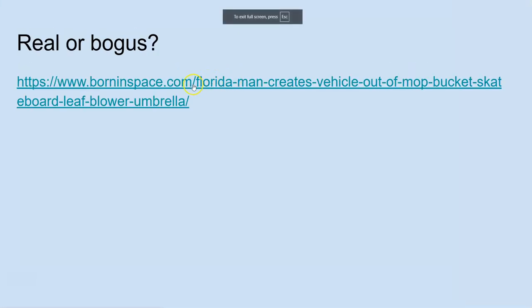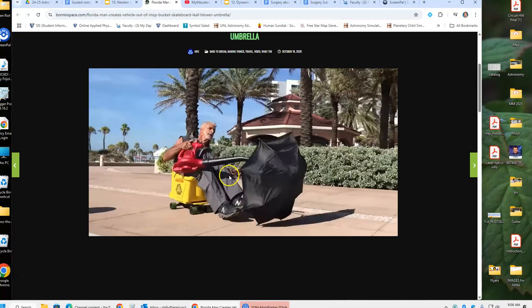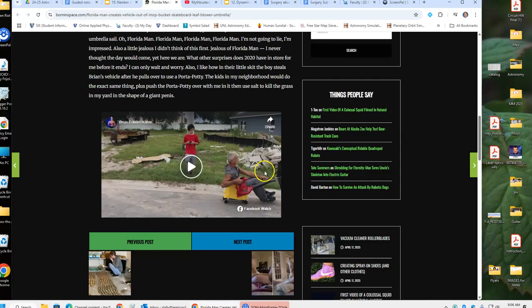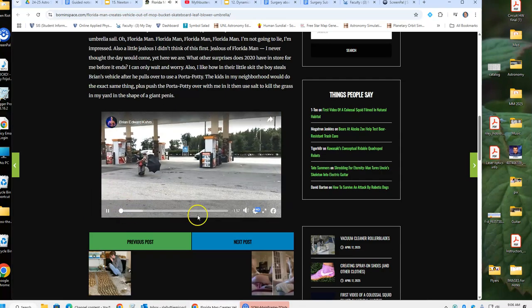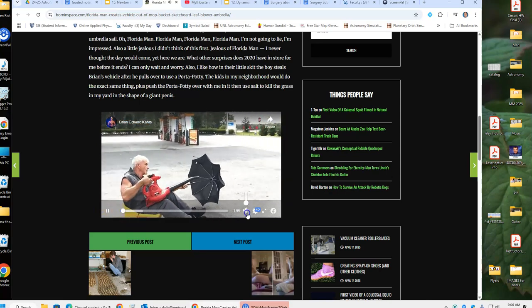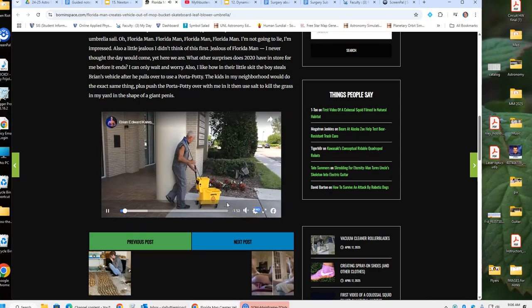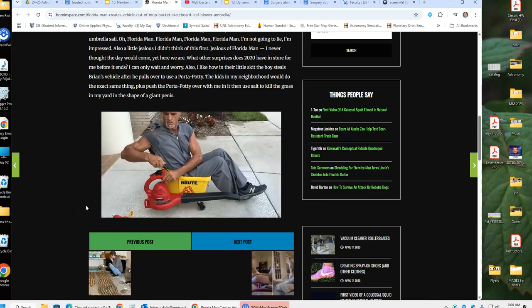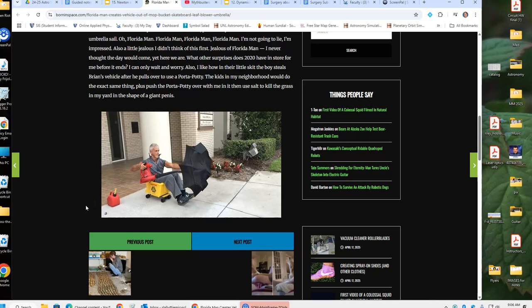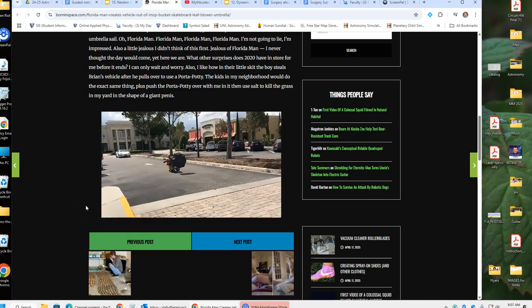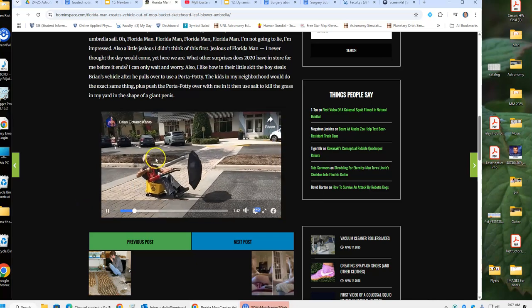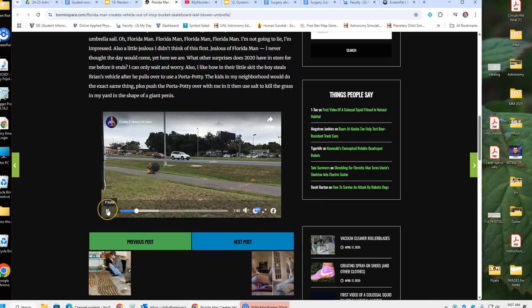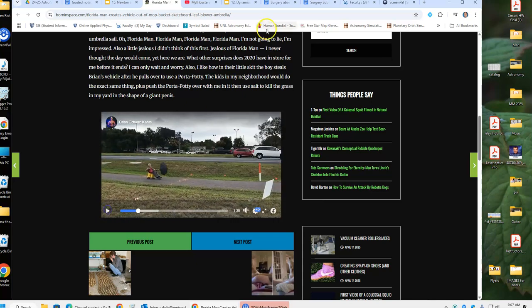Something else that's worth taking a look at is a little slide I'm calling real or bogus. So we have a dude here who has a leaf blower and an umbrella. The question is, is that real? Is it possible? Is it bogus? He basically shows you the setup right here. He's got an umbrella, he's got a leaf blower, and how possible is that? I want you to think about that, and then watch the full video if you can.